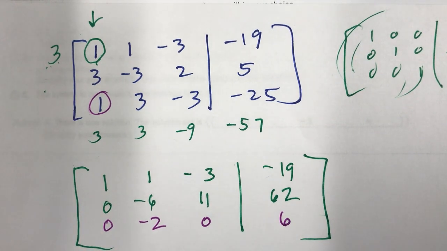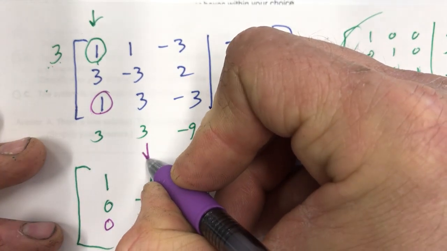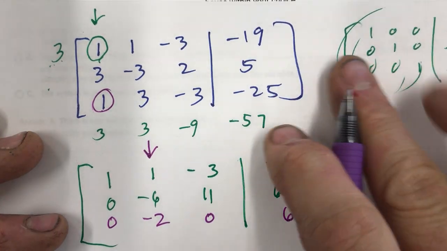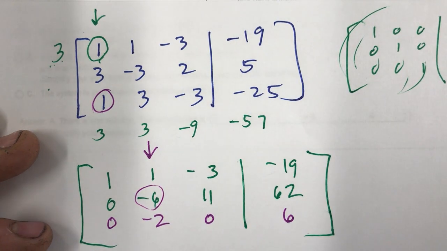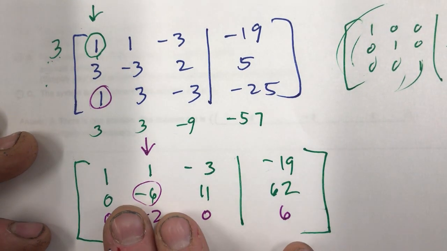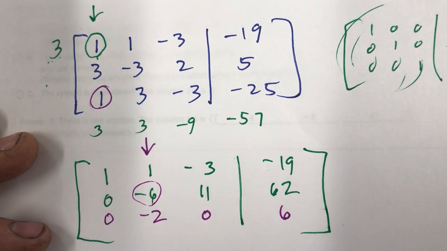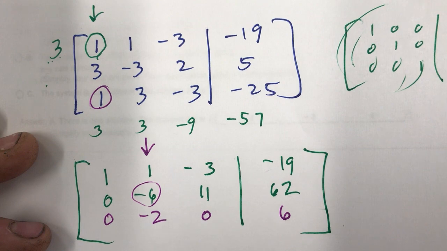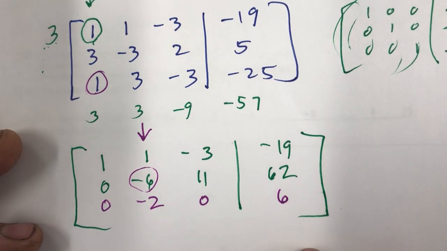Now I got to go to the next column, and I got to get those in place. And remember, it's got to look like this. So I need to get this to be a 1. Well, the only thing to do is divide. That's got to be a 1. So I got to divide everything by negative 6. When you get your 1s in place, you do multiplying and dividing. To get the 0s in place, you got to do adding and subtracting.